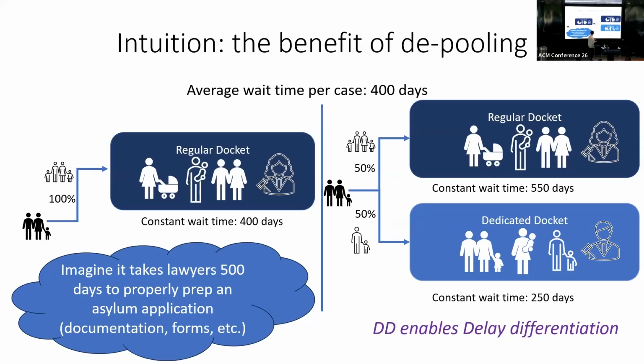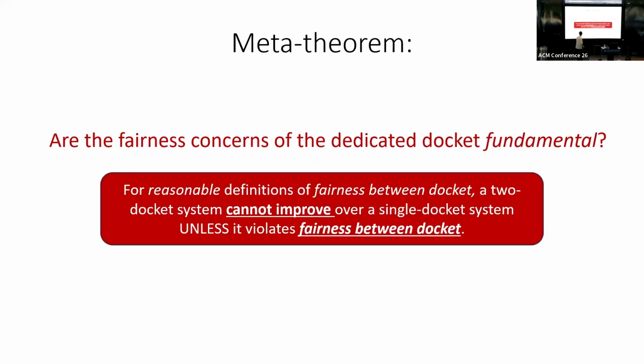All the cases on the slower docket get fully prepared. All of them on the faster docket cannot get fully prepared. Is it fundamental? Really? For reasonable definitions of fairness between dockets, a two-docket system cannot improve over a single docket system unless it violates some fairness between dockets.